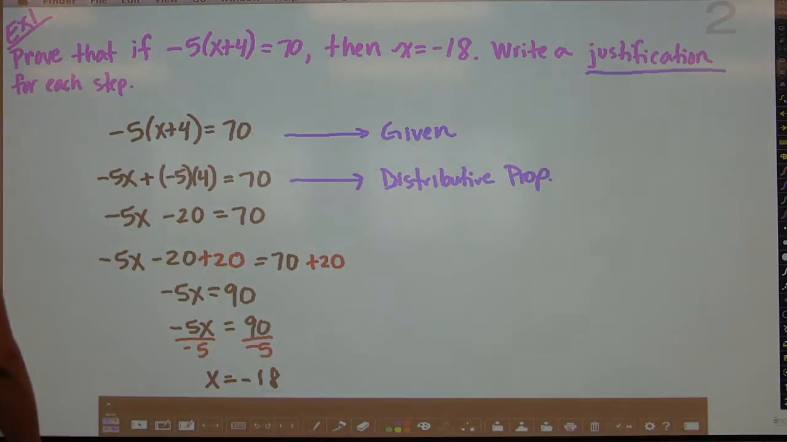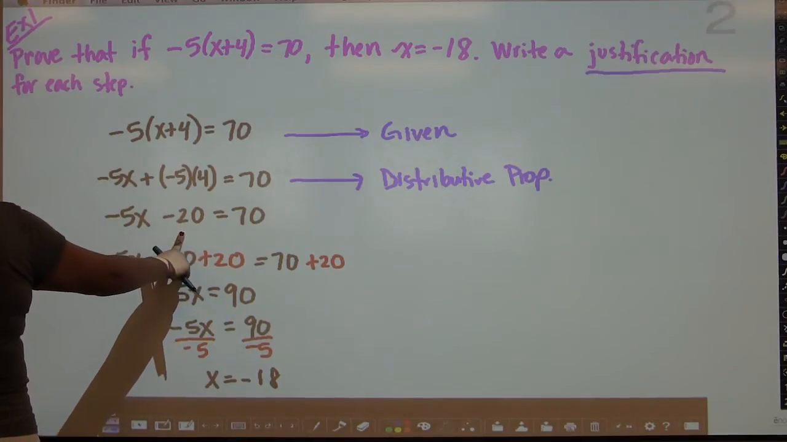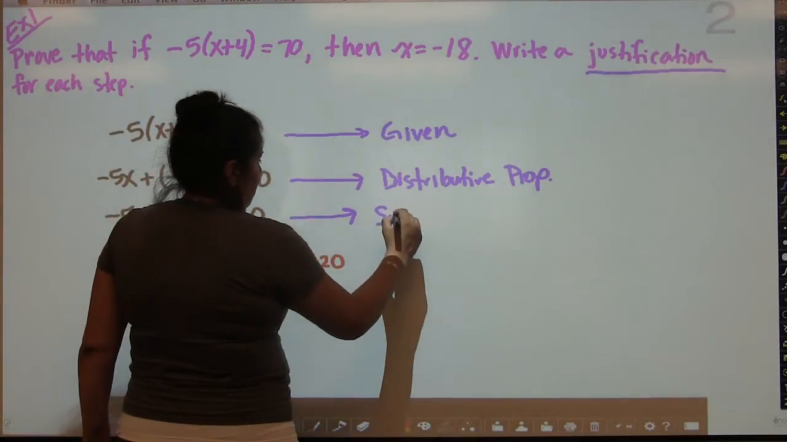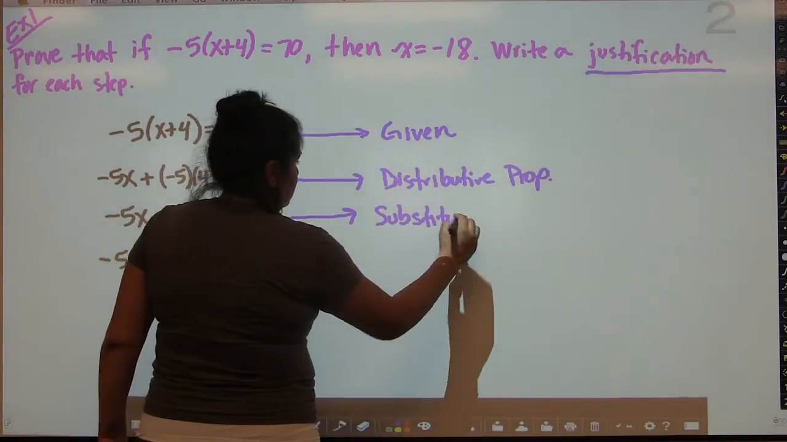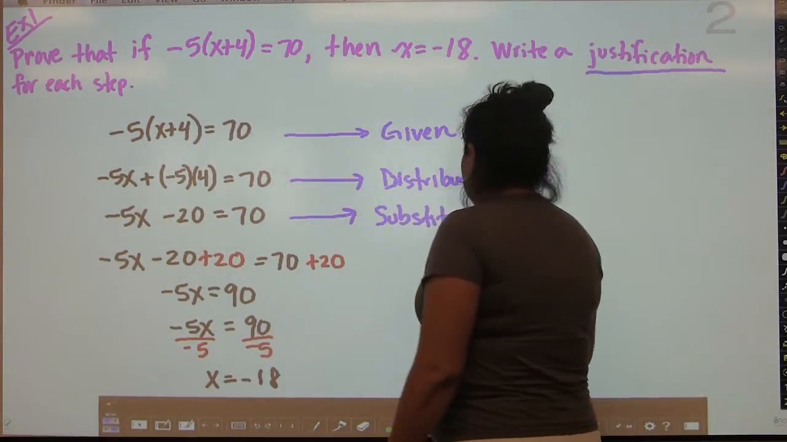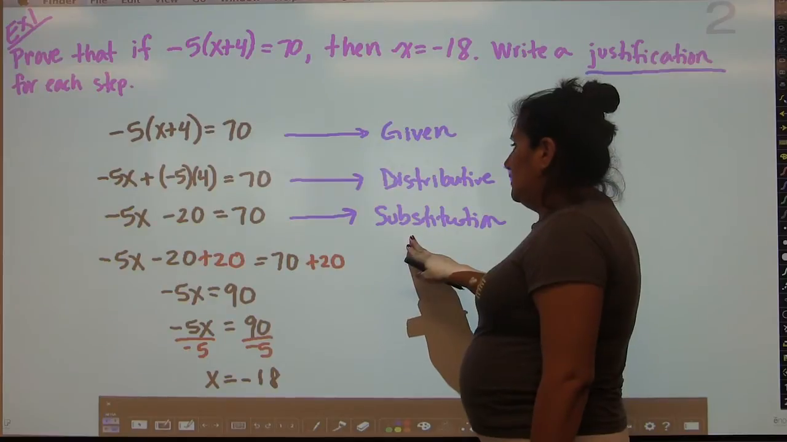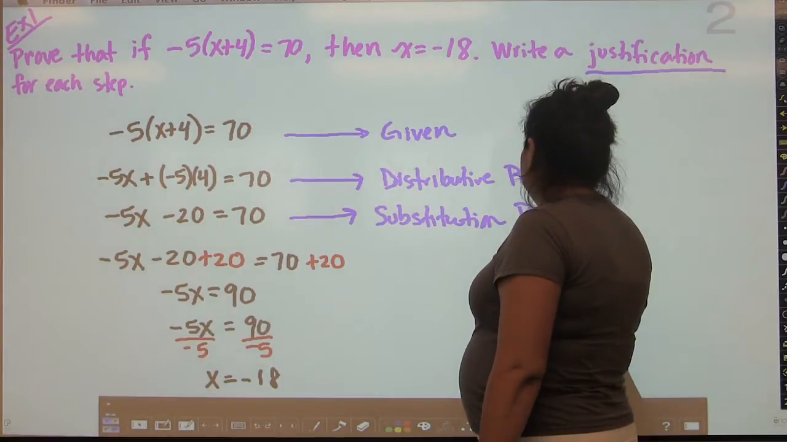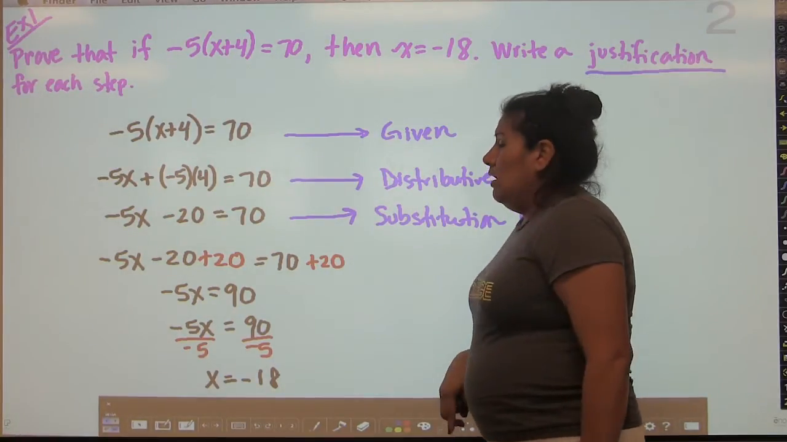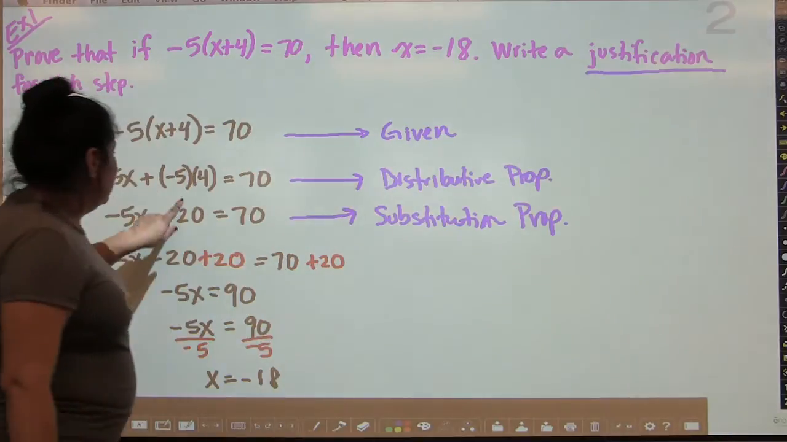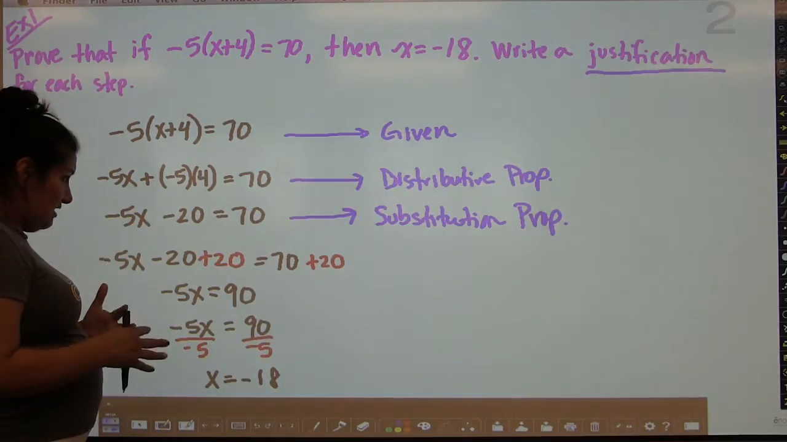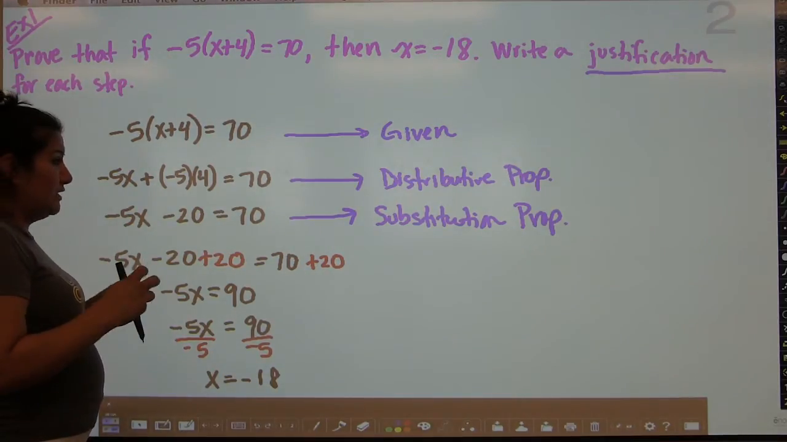That's totally okay. And then you can see here that we've got -20 right here, and that's the substitution property. That one might seem a little strange to you, substitution. By the way, be careful not to abbreviate substitution SUB, because it can also be subtraction. So be careful with that one. Basically what we're saying is that we're replacing -5 times 4 with -20, because we know that -5 times 4 is the same thing as -20. And that's why we're using the property of substitution.